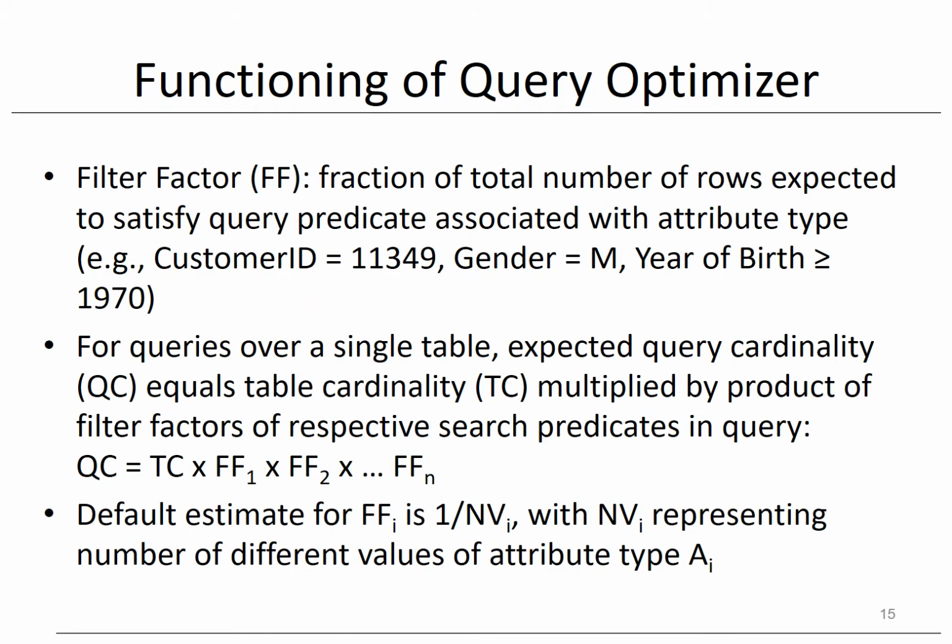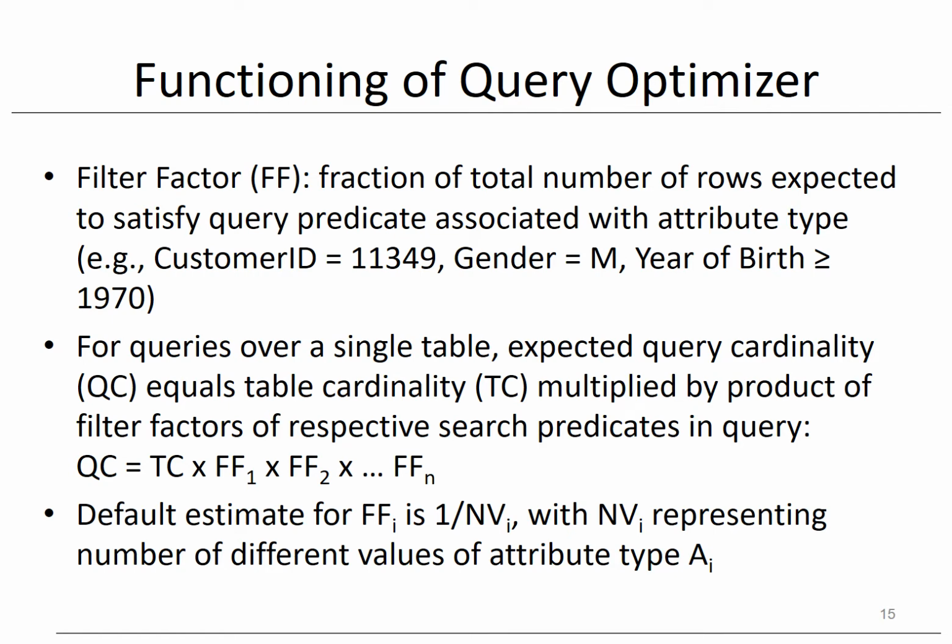The first important concept is the filter factor, or FF in short. A filter factor is associated with a query predicate. The query predicate specifies a selection condition with respect to a particular attribute type AI in the query, such as customer ID equals 11,349, or gender equals M, or year of birth is bigger than or equal to 1970.